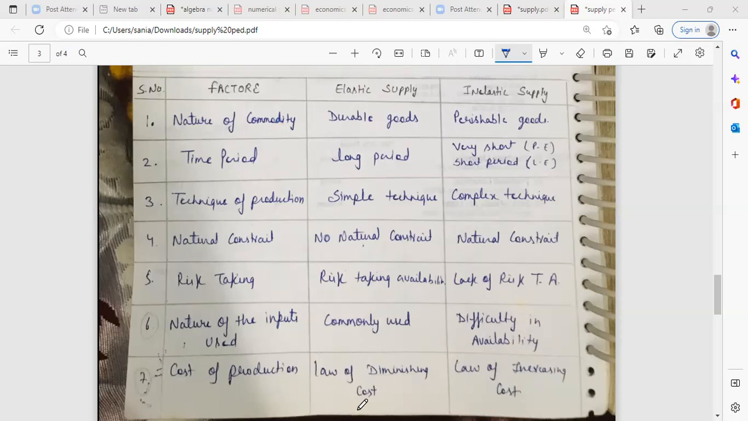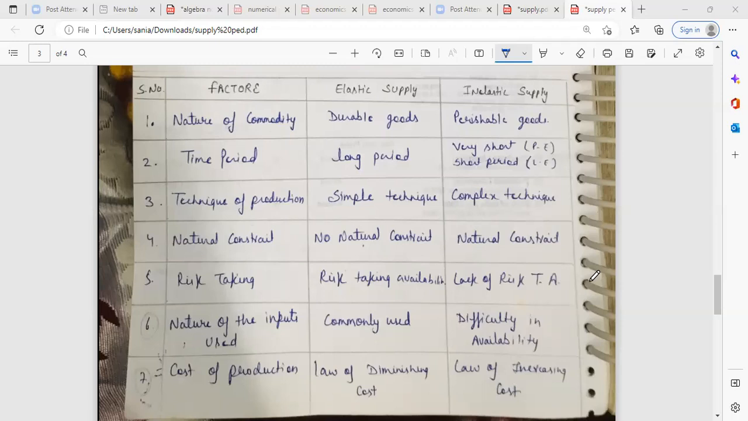Then cost of production. If it is the law of diminishing cost, less cost is there, so you can easily change it. But if it is the law of increasing cost, you have to pay more and more cost, then you will not change it. Clear? Yes, ma'am. Okay. So what you will do, you will take the screenshot for this.